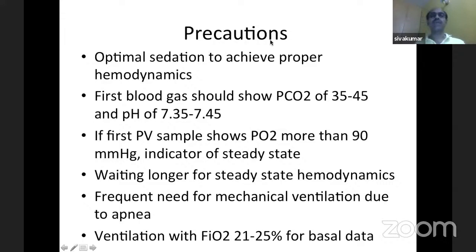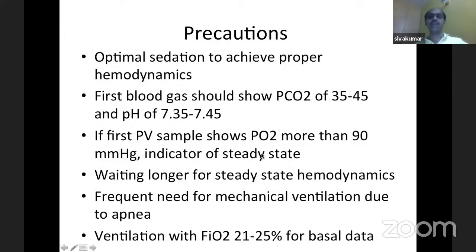We have to take some precautions on these Down syndrome children. We have to optimally sedate them, don't over sedate them. First blood gas should show a PCO2 of 40 and pH of around 7.4. And if the first PV sample shows a PO2 of more than 90, that means this patient is adequately sedated. Then you can go ahead.